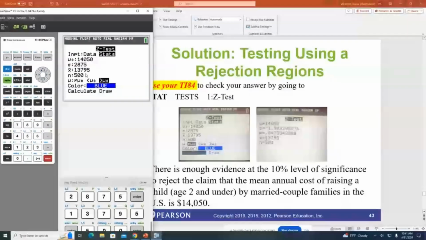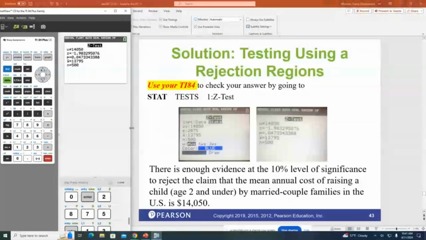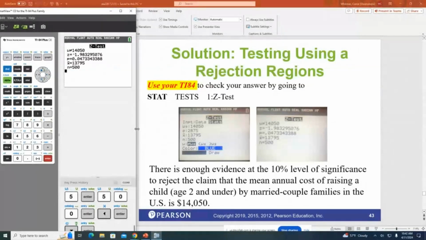This one was two-tailed, so I need to choose that. And then we're not going to worry about the color or anything because we're not going to graph it. We want to calculate. So we're just going to arrow down to where it says calculate. And then I can look at my values here. So this time, since our P is 0.047, I could use that times 2 and compare that to my alpha if I wanted, and not look at the rejection region.